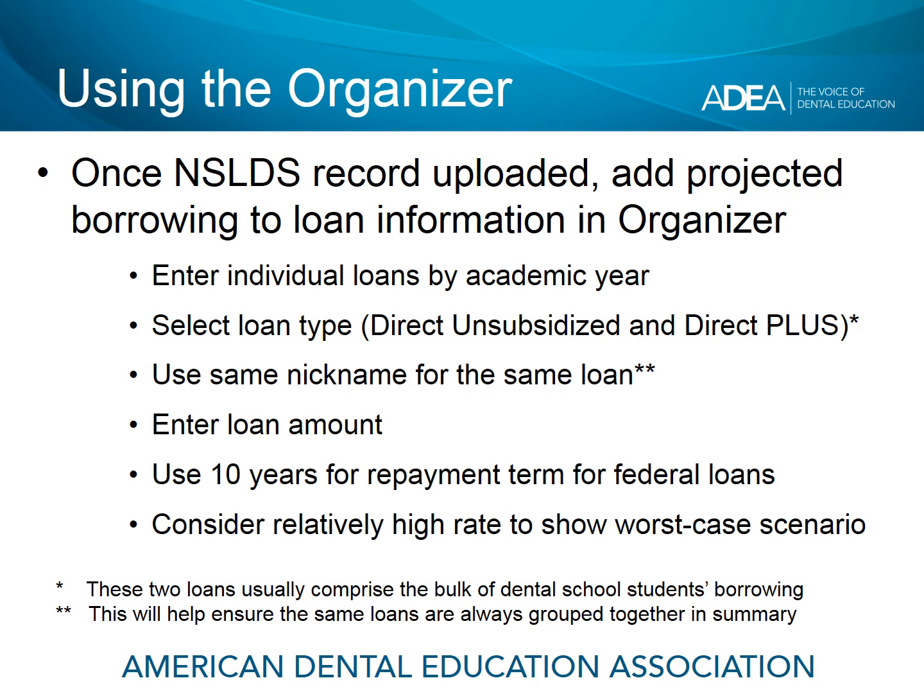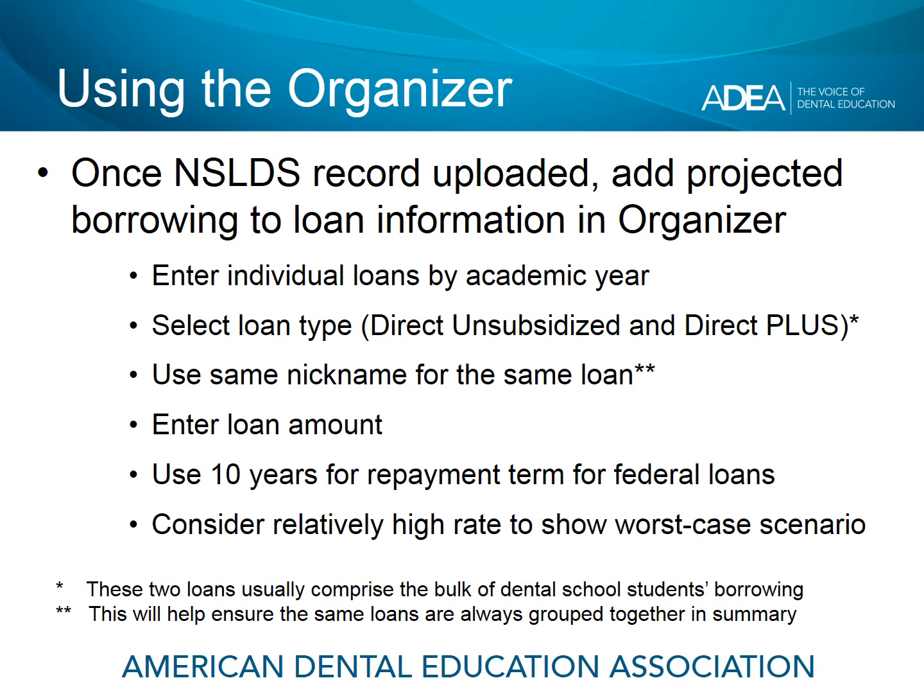You can select the loan type, for example, direct unsubsidized and direct plus. Those are the two loans that are very typical for many dental school graduates who borrow. We'd encourage you, in the nickname section, to use the same nickname for the same loans. For example, always say Grad Plus if you're talking about Direct Plus loans. You might abbreviate Direct Unsubsidized to simply be Direct Unsub, but use the same nickname for each loan. That way, when you run your summary, they will all be grouped together accordingly.